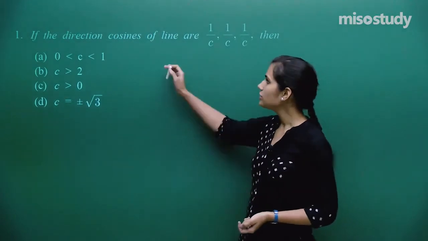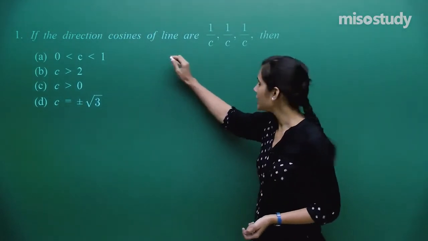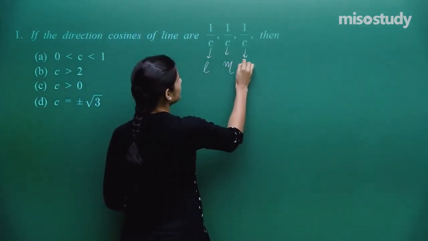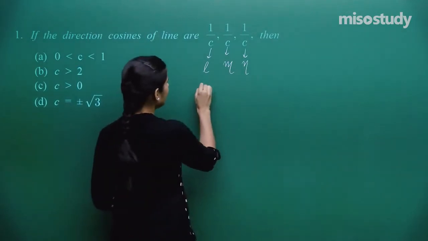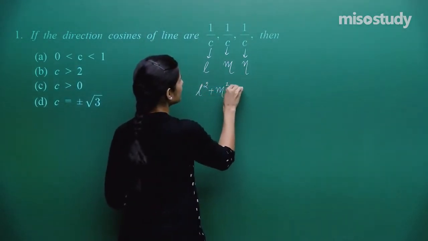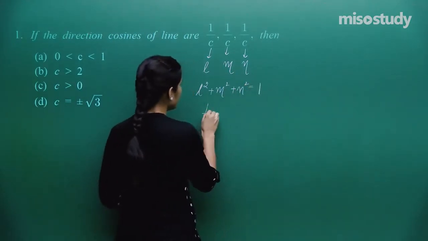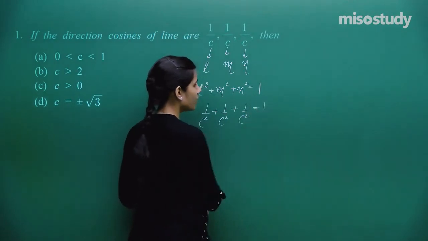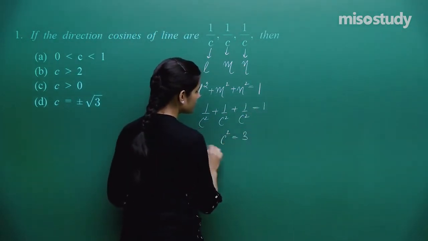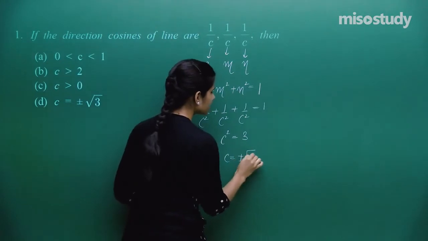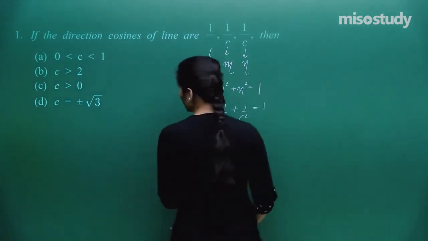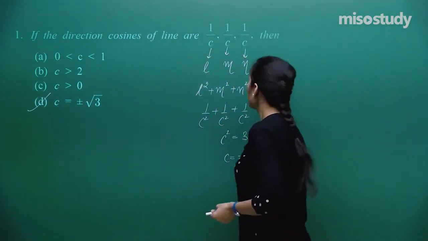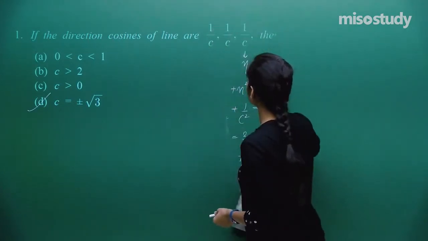Now the only thing which you need over here is the concept of direction cosines. If I say this is L, this is M and this is N, then I know L, M, N are direction cosines, then L square plus M square plus N square is 1. That means 1 by C square plus 1 by C square plus 1 by C square is 1. That means you get C square equals 3, C equals plus minus root 3. So C is going to follow this condition of being equal to plus or minus root 3 if 1 by C, 1 by C, 1 by C have to be direction cosines.